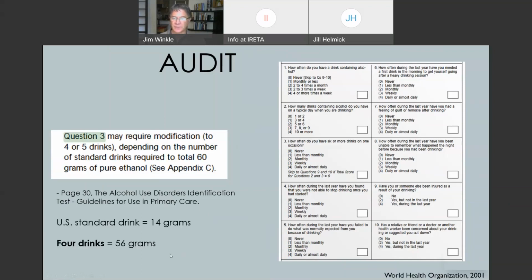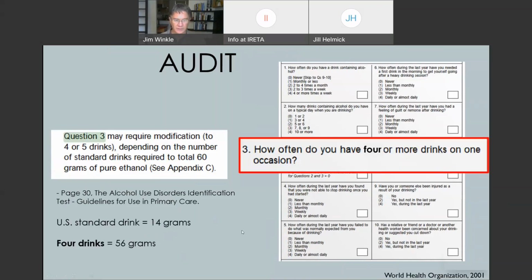But if someone did do that, they would come up with 4 drinks, because in the US, 14 grams is one drink, times 4 gets us close to 60. It's as close as we can get. So really, what the original AUDIT was telling people to do in the US was to use 4 drinks for question number 3. Most people didn't do that, including in our study at OHSU in Portland.